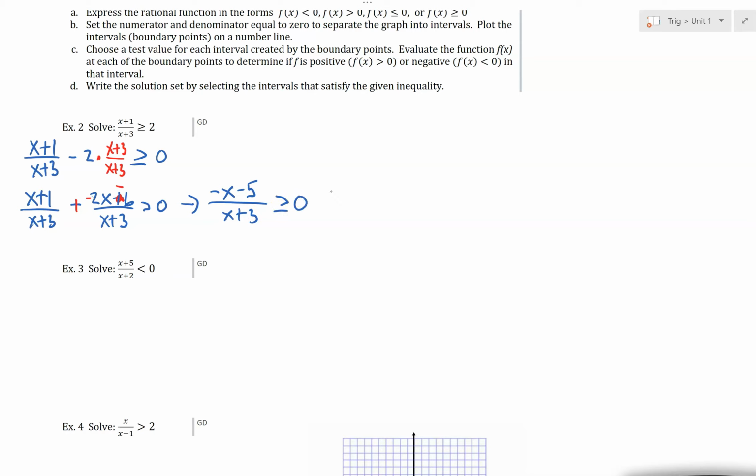And now we're going to do exactly what we did before in the problem just above. We're going to set each piece equal to 0 and solve. This is negative x equals 5, so x would be equal to negative 5. And then the second one, x plus 3 is equal to 0, so x is equal to negative 3. This one is also our vertical asymptote.